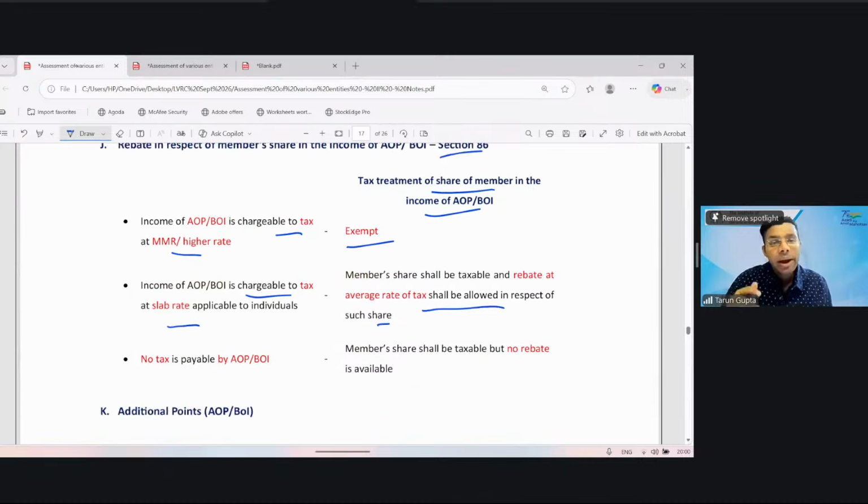If no tax is payable by AOP, the member share shall be taxable and no rebate is available. So if the AOP has paid tax at MMR or higher rate, then a member share is fully exempt in the hands of the member. If AOP is taxed at a regular rate, slab rate, then member is entitled to a rebate equal to the average rate of tax on such share. If AOP has not paid tax at all, then the share of member is taxable in his hands and no rebate at all. Very simple.